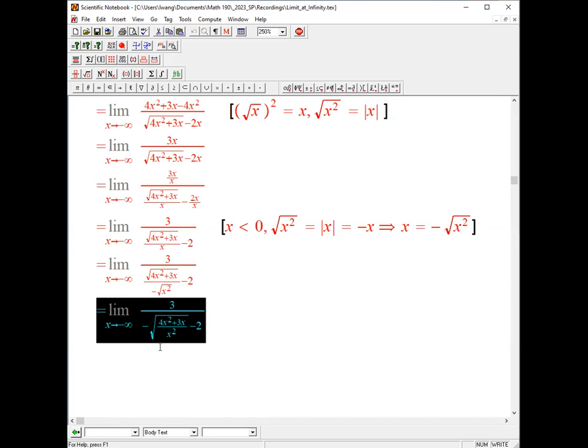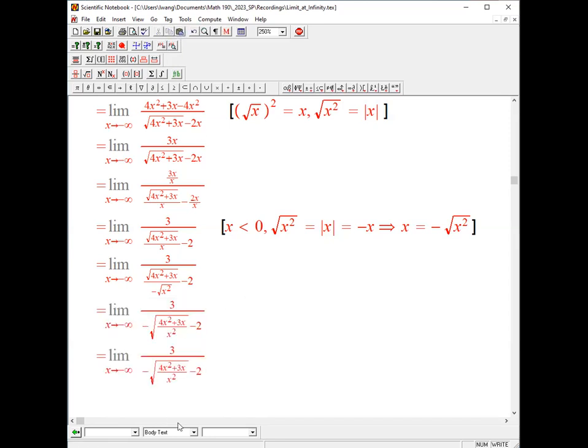And next, you can see x squared divided into 4x squared, that's going to be 4, right? And 3x divided by x squared, that's going to be 3 over x. Finally, things are looking good. Okay, please check your work, so you don't make mistakes like I did. Luckily, I found it.